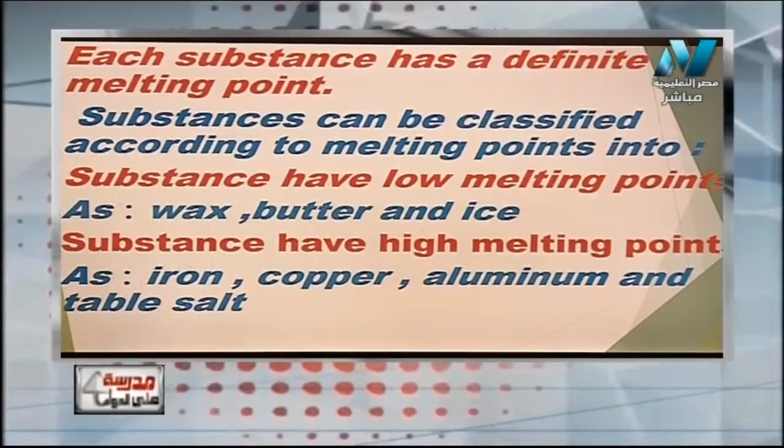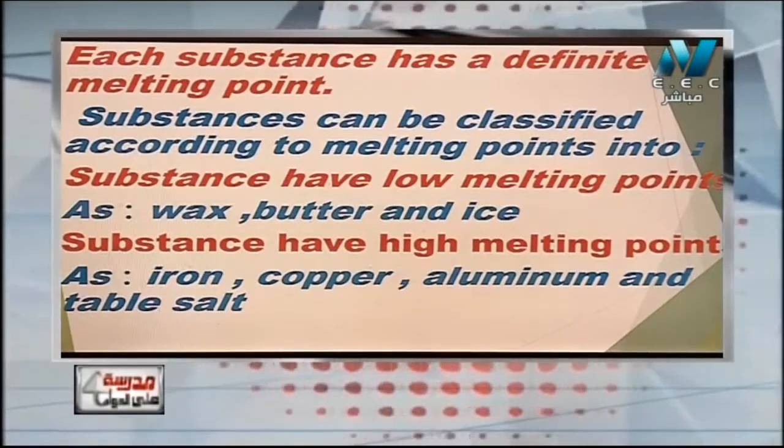We can classify substances according to the melting point into 2 different types. First one, substances that have high melting point, such as iron, copper, aluminum, and table salt. Number 2, substances that have low melting point. It needs just small amounts of heat, less temperature, like wax, butter, and ice. Okay.